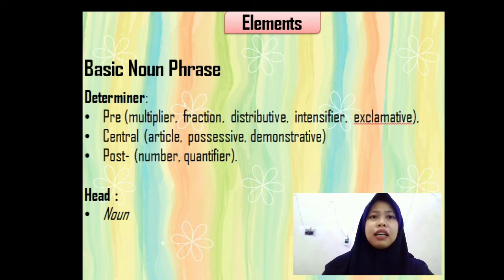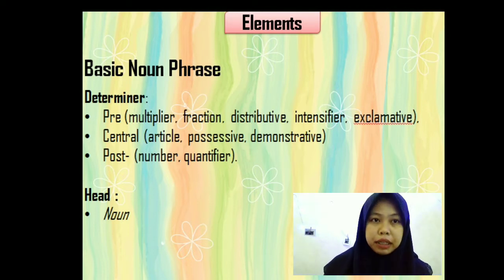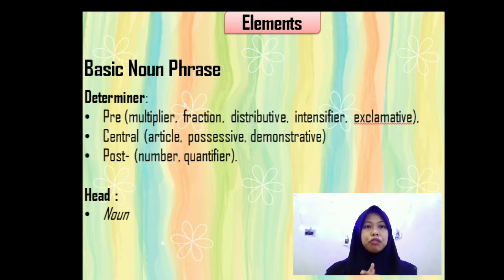For determiner, there are three parts. For the first, pre-determiner, and the second, central determiner, and the last is post-determiner. You can see in the slide, in the pre-determiner, there are multiplier, fraction, distributive, intensifier, and exclamative. For the central, there are article, possessive, demonstrative. And the last, in the post, there are number and a quantifier. For the head itself, of course, it will be noun.